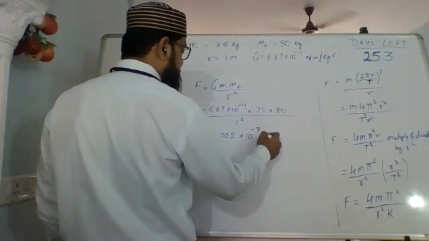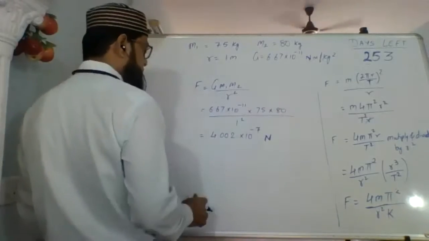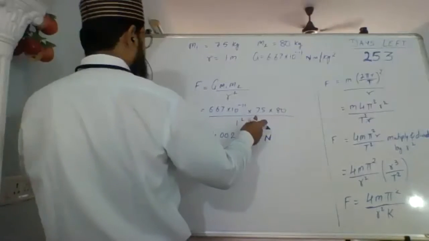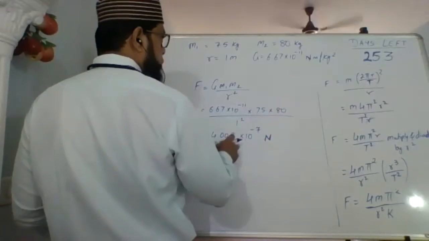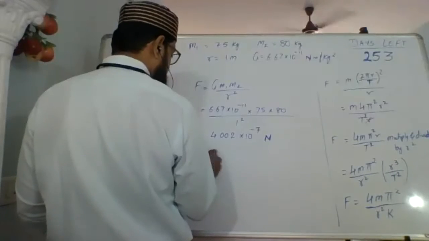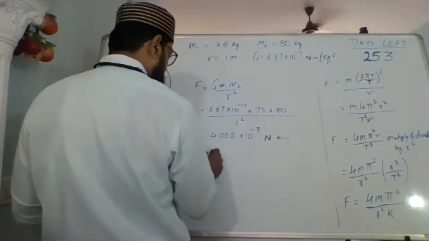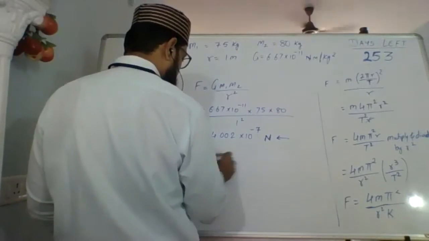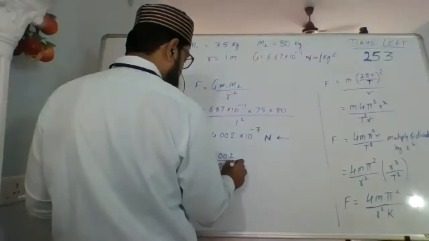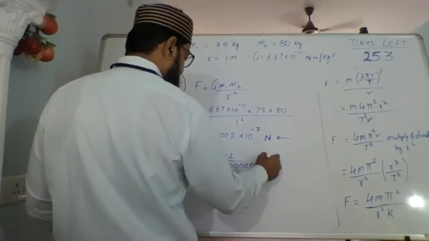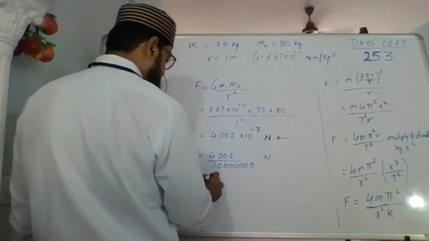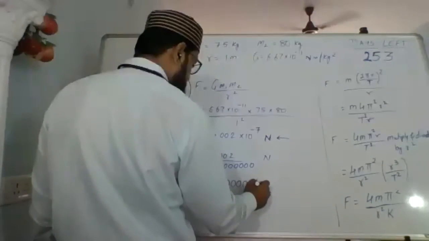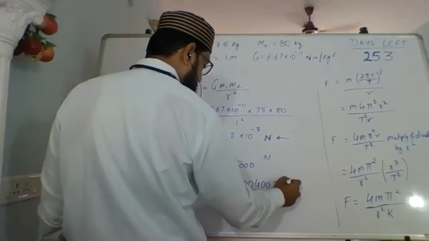Now, let's try and understand what this means. Of course, all of you understand maths, you have done exponents. So when it is raised to minus 7, that means it is divided by 1 and 7 zeros. So this would be 4.002 upon 1 followed by 7 zeros. Okay, so the decimal will shift 7 places. 0.0000004002 Newton.